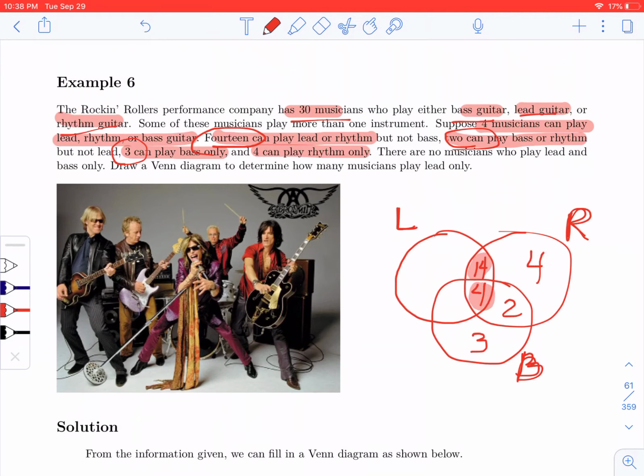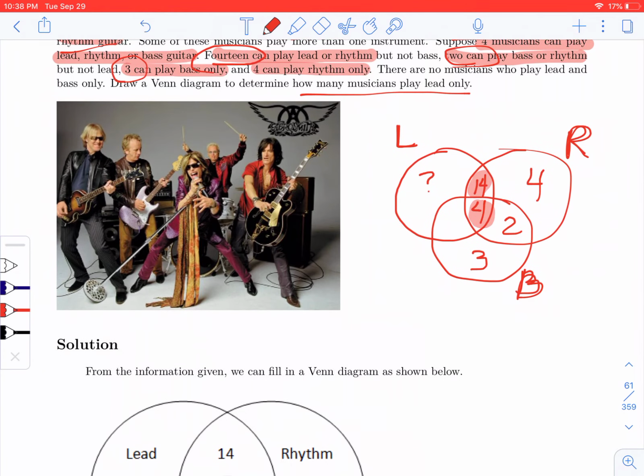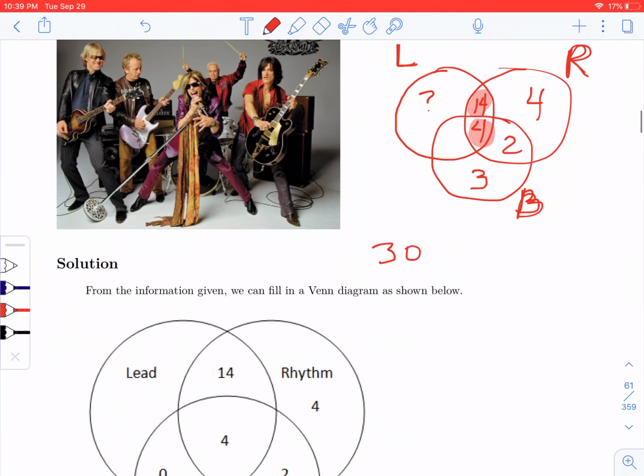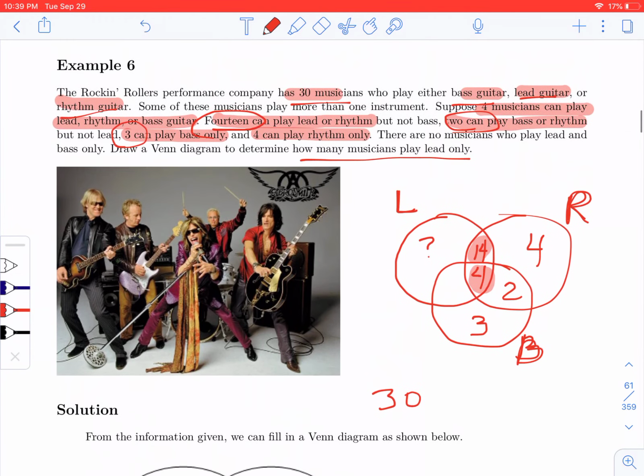And then finally, because there's 2 regions that are still unknown, we need to know one of them, right? So we're after how many on the lead. So we have to know how many are lead and bass. And if we look carefully, there's another phrase that says, there are no musicians that do lead and bass. Yes? And so that region there, that is marked with a question mark, is actually 0. So let's erase the question mark and put a 0.